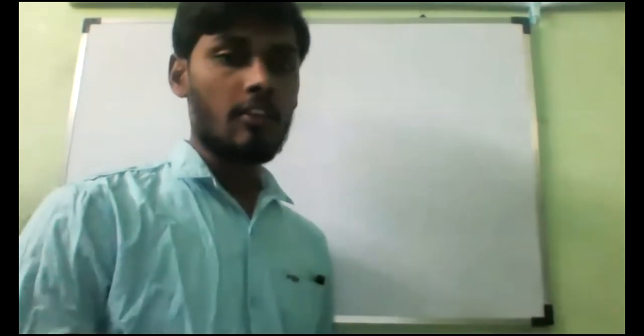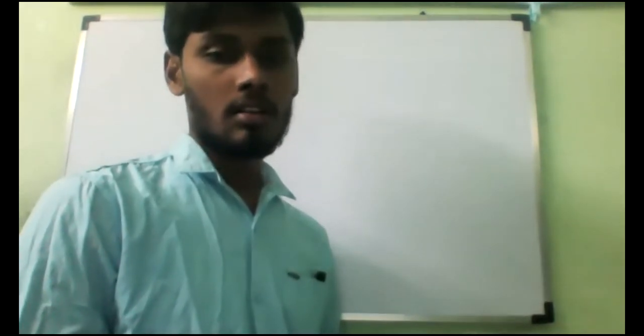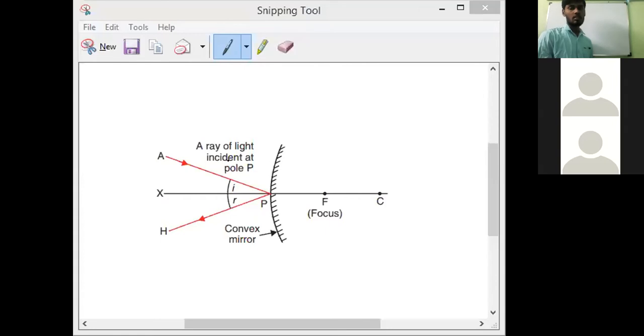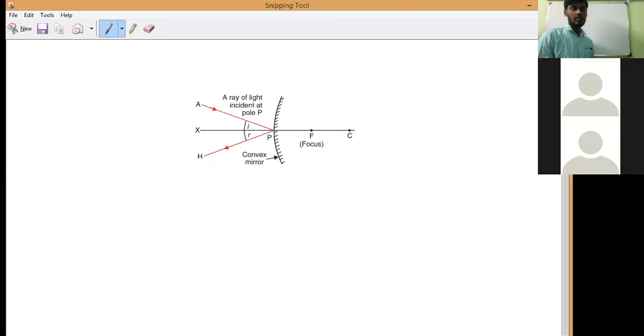With the principal axis, a ray of light which is incident at the pole of a convex mirror is reflected back, making the same angle with the principal axis. So draw this diagram. All of you should draw this diagram. Maintain proper notes. Remember, then only we can do whatever we want.